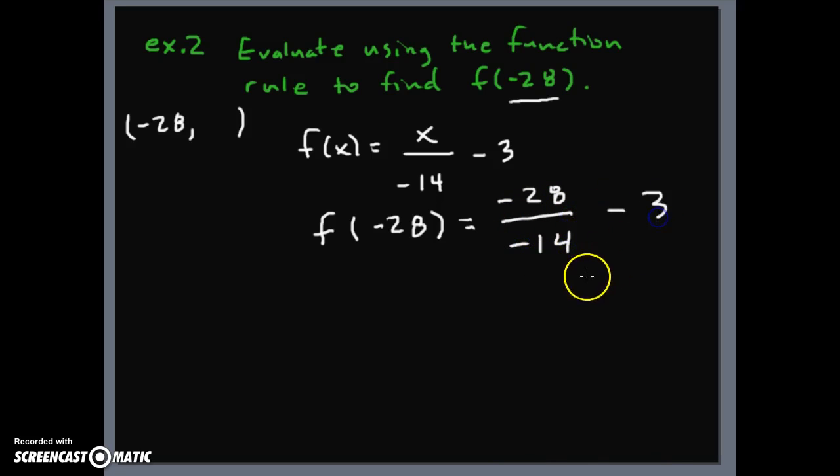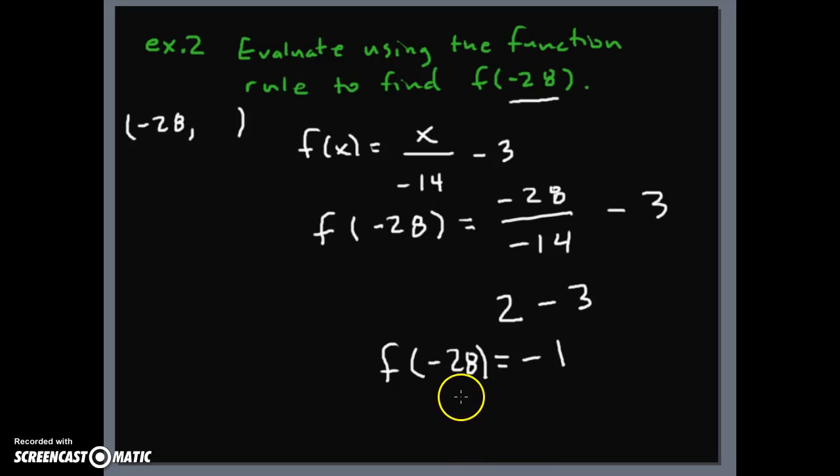minus 3. So order of operations, we're going to divide before we subtract. Negative divided by negative is positive. 28 divided by 14 is 2. 2 minus 3 is what's left. 2 minus 3 simplifies to a negative 1. So we can say that f of negative 28 equals negative 1, where negative 28 is our input and our output is negative 1. We can go ahead and write it as an ordered pair.